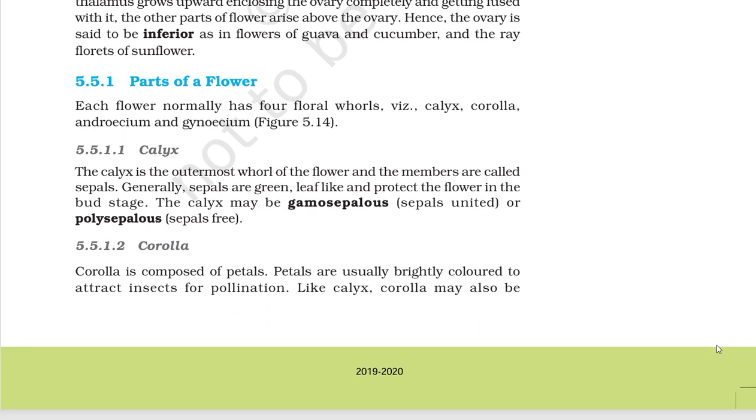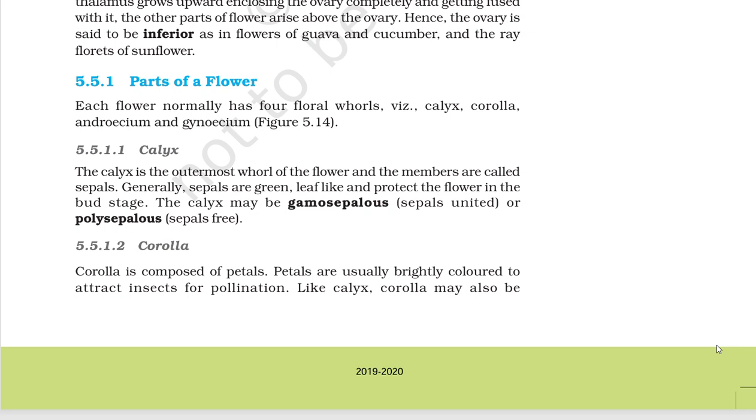5.5.1 Parts of a flower. Each flower normally has four floral whorls, which are calyx, corolla, androecium, and gynoecium. Calyx. The calyx is the outermost whorl of the flower, and members are called sepals. Generally, sepals are green, leaf-like, and protect the flower in the bud stage. The calyx may be gamosepalous, sepals united, or polysepalous, sepals free.